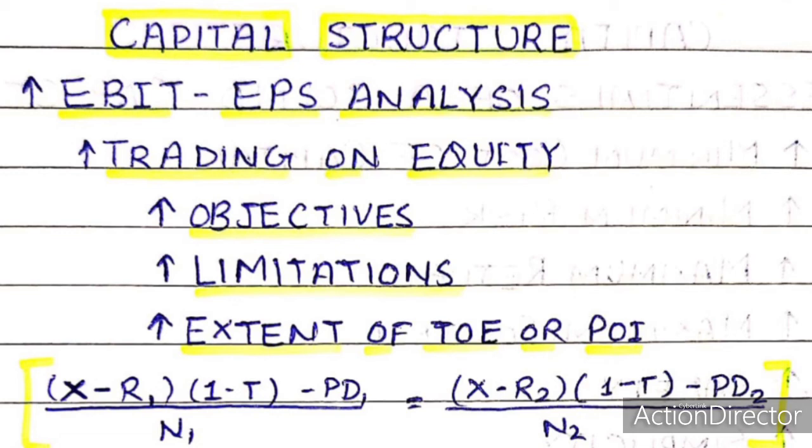(x minus r1) multiplied by (1 minus t) minus pd1, divided by n1, equals (x minus r2) multiplied by (1 minus t) minus pd2, divided by n2. Here x is EBIT at indifference point, r1 is interest on option 1, r2 is interest on option 2, t is tax rate, pd1 and pd2 are preference dividends for various options, n1 is the number of equity shares in option 1 and n2 is the number of equity shares in option 2. So by using this formula, one can ascertain the point of indifference.